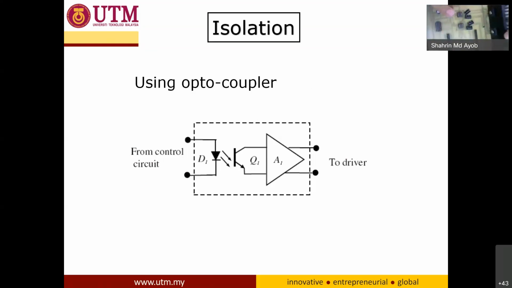This part uses an optocoupler. We use some optocoupler chip here to isolate between the input and output. So this is an optocoupler, you use an integrated chip. This one we use a transformer for isolation. So for isolation we have two kinds of isolation.